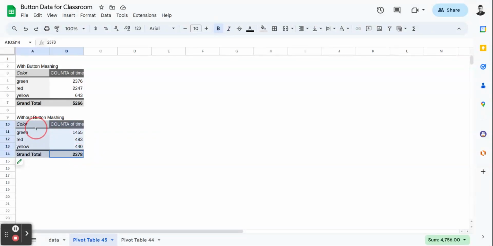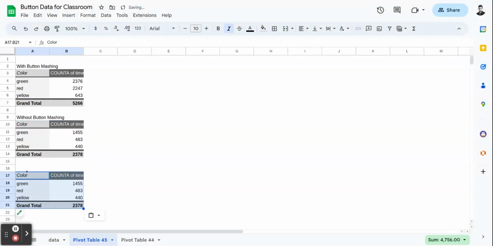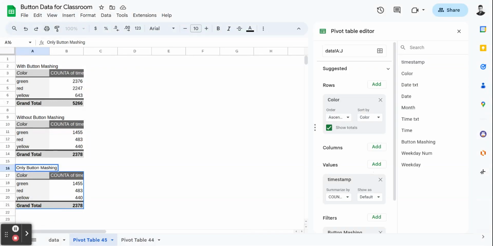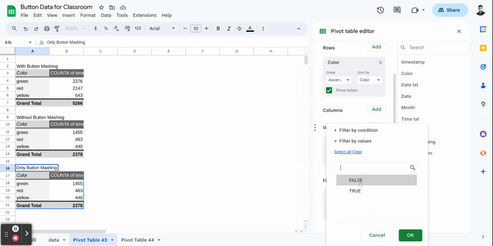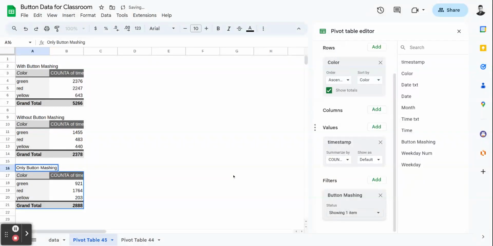Let's make a third one that is only button mashing. And so we'll come in here and we'll go down to our filter and we'll just say only the button mashing. All right, so now we're going to make three pie charts and compare them.